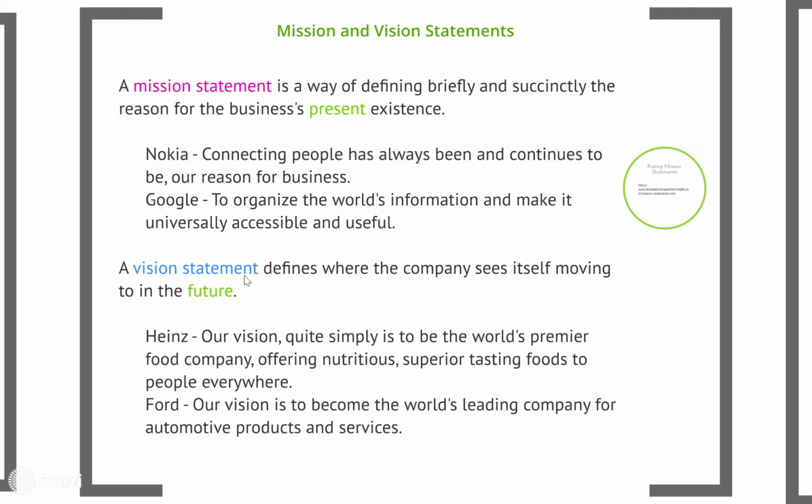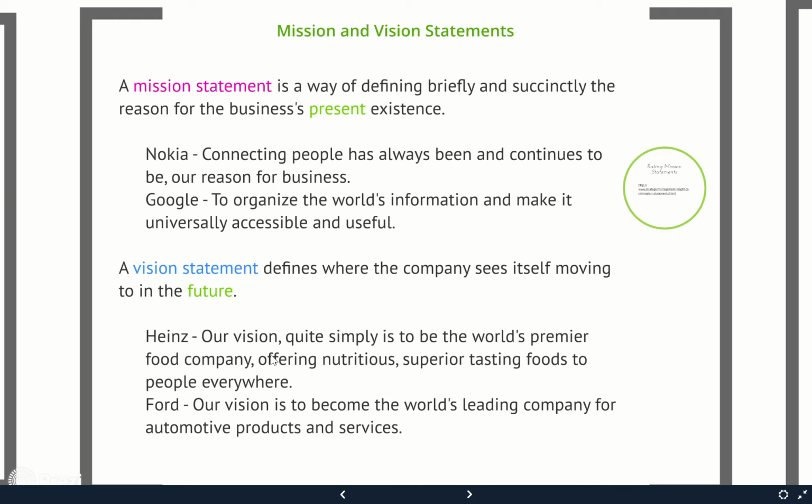So you see, they're not necessarily justifying what they do now, because Heinz sells a variety of products, but I believe they're most famous for their ketchup, their mustard, their mayonnaise. I know that in England they're very famous for their beans. They have a variety, but it doesn't say really. It just says that they're a food company which offers superior tasting foods. So it doesn't justify anything, it's just a vision for the future. And Ford's vision is to become the world's leading company for automotive products and services. So again, looking into the future, because they're not currently the world's leading.